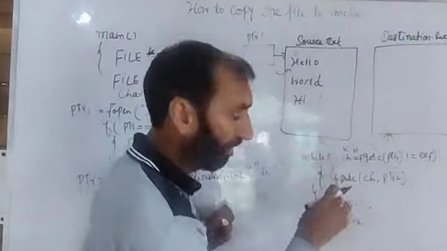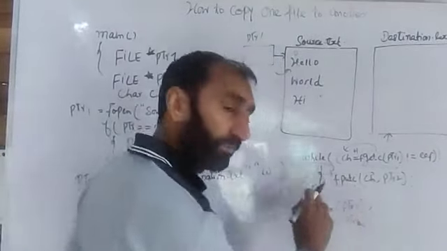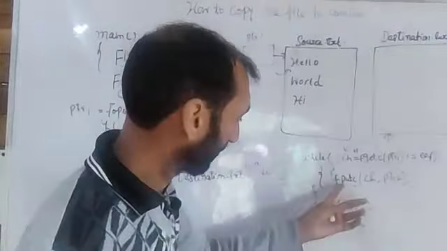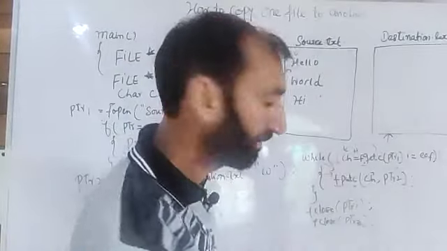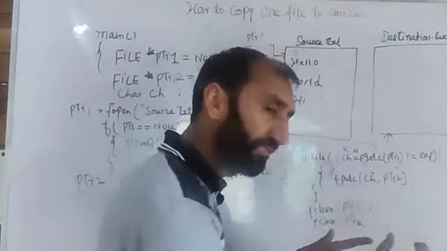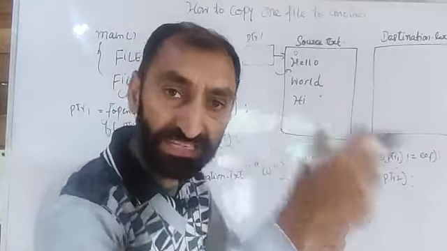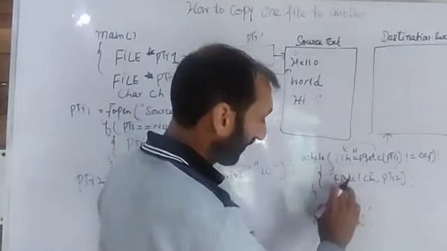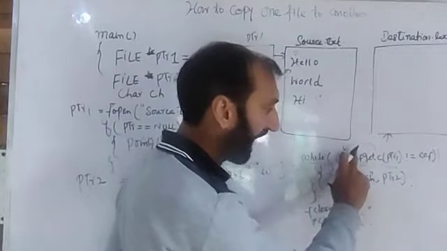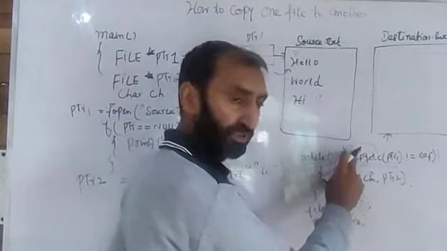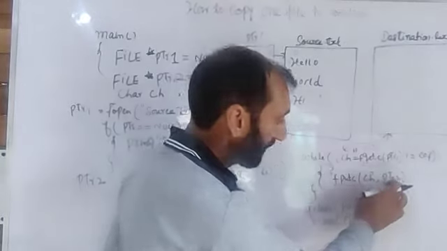of this while loop. So fputc, we have already discussed the working of this fputc in the video which I have already uploaded. This fputc will write a single character. That means what character? This fputc will write ch. At the moment ch contains h. It will write this h to the file to which this ptr2 points.